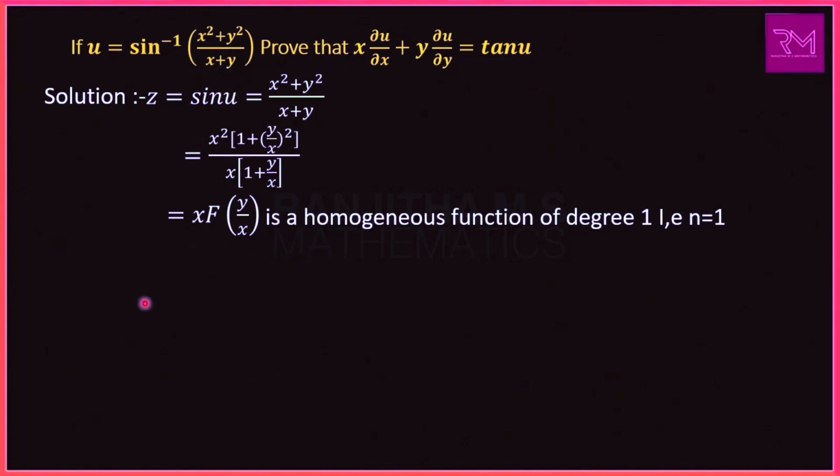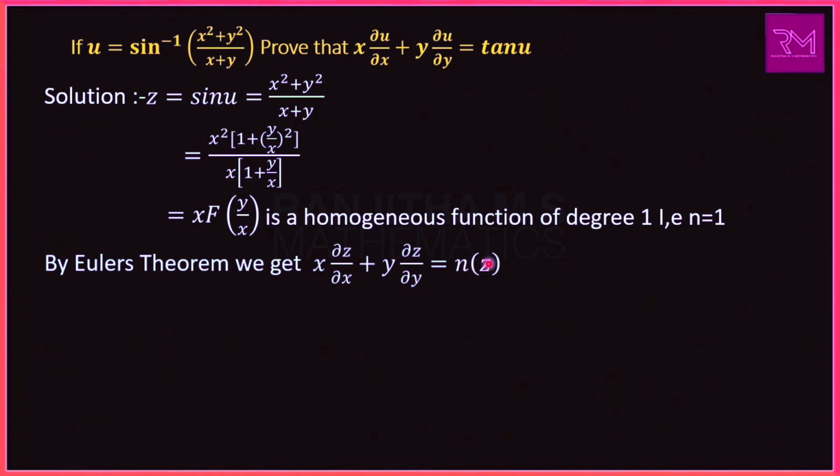Next step, to prove that x into del u by del x plus y into del u by del y is equal to tan u. By Euler's theorem, we get x into del z by del x plus y into del z by del y equal to n into z. This is because we are considering this equation as z, so we have to apply Euler's theorem for the function z itself. So we get x into del z by del x plus y into del z by del y equal to n into z. This is our Euler's theorem.